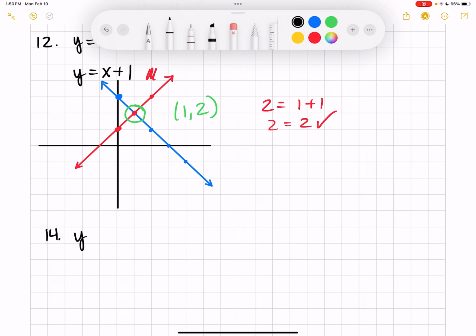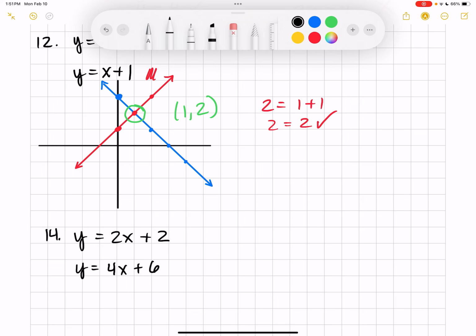Y equals 2x plus 2. And y equals 4x plus 6.